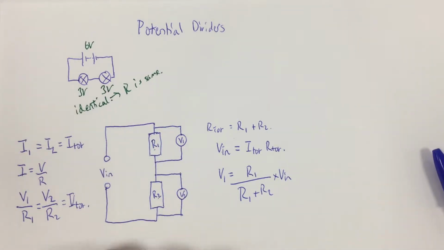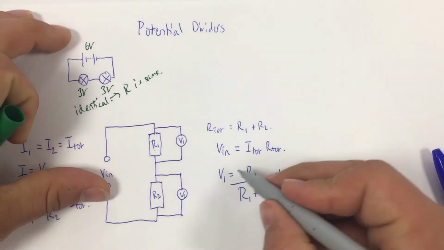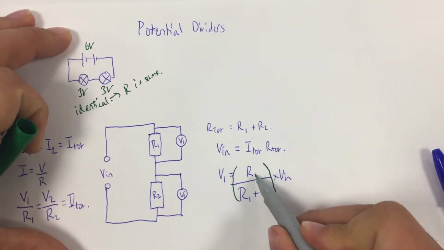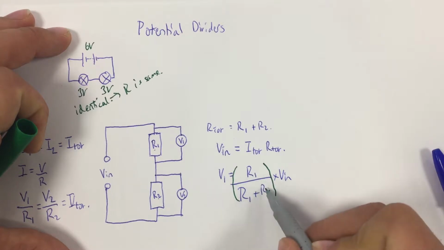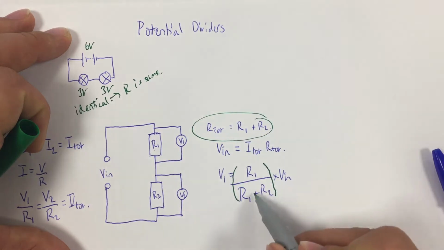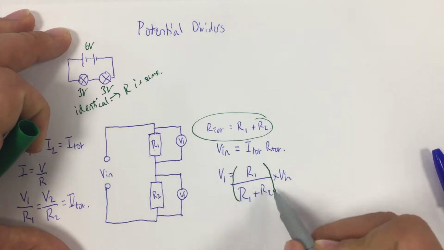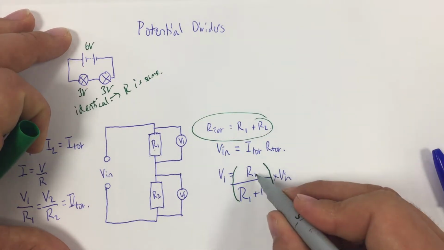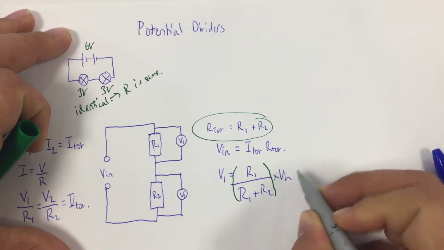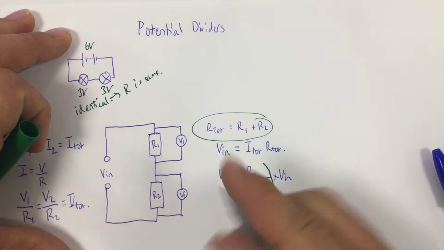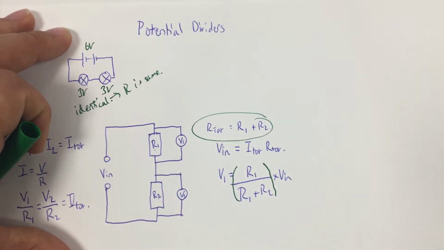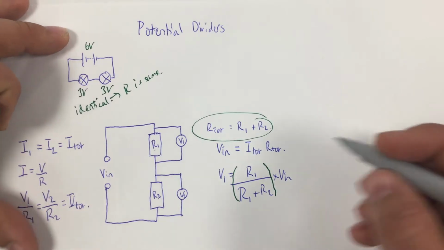Now, this equation may look complicated, but really, if you look at this bit, all you are doing is saying what ratio of the total resistance is R1. So this is just a fraction, right? So you're working out what ratio of the total resistance is R1, and you're multiplying that by the voltage that comes in to give you what ratio of the voltage R1 is going to receive. So let me put some numbers on to make a little more sense.